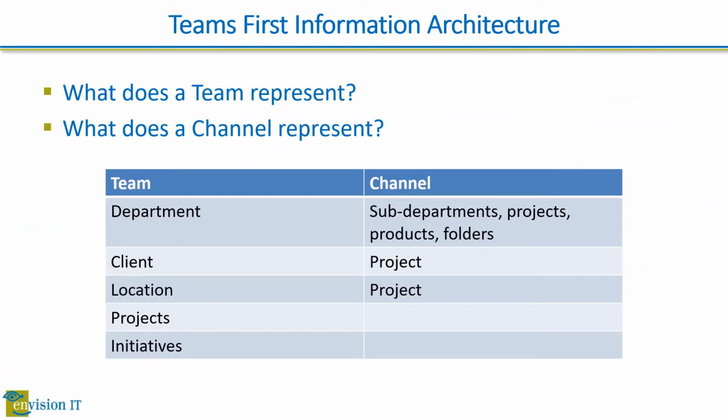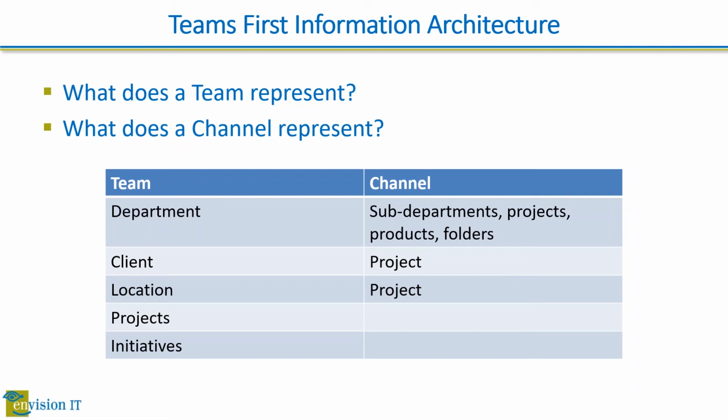So as we're talking about information architecture, we take what we call a Teams first approach to that. And that starts with two big questions to the organization, which is what does a team represent and what does a channel represent? I don't mean from a technology, what does Microsoft think they represent? What do they actually mean in your organization?